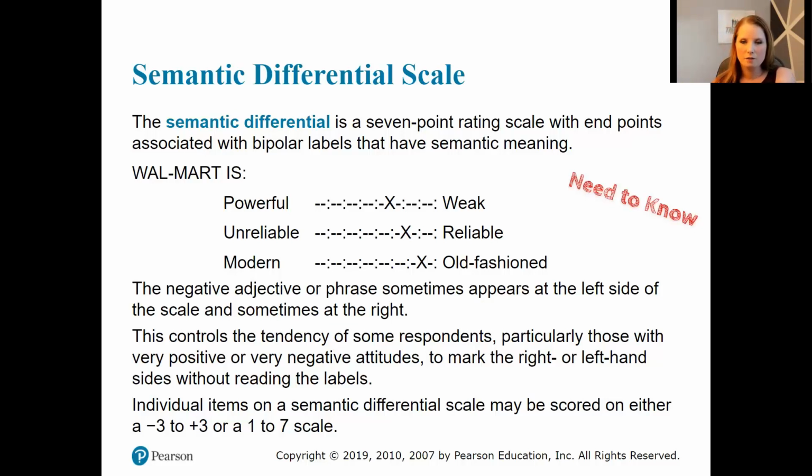The negative adjective or descriptor can appear at the right or the left. It doesn't matter. Sometimes people will actually switch those up in the list just to make sure that people are paying attention as they're going through the survey, which helps to control the tendency of just going down a survey and marking the middle or marking the 4 or the 5 all the way down, and not actually paying attention to what you're supposed to be answering.